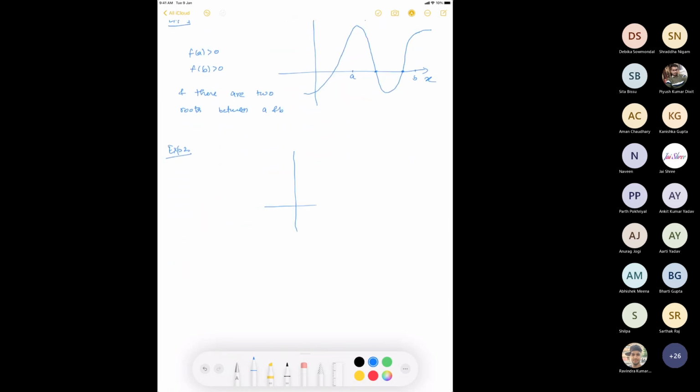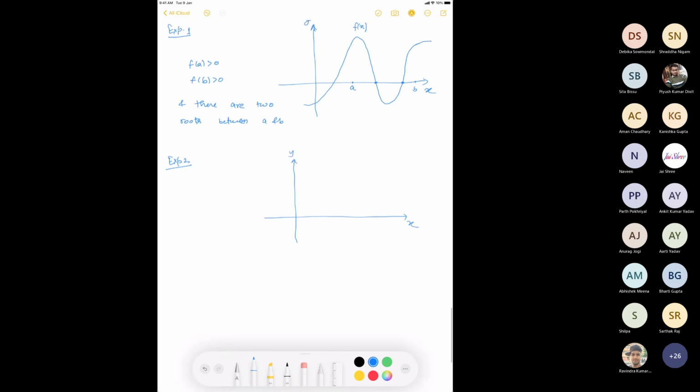Now let's take one more example. Suppose I take my function y equal to f(x) in this way.